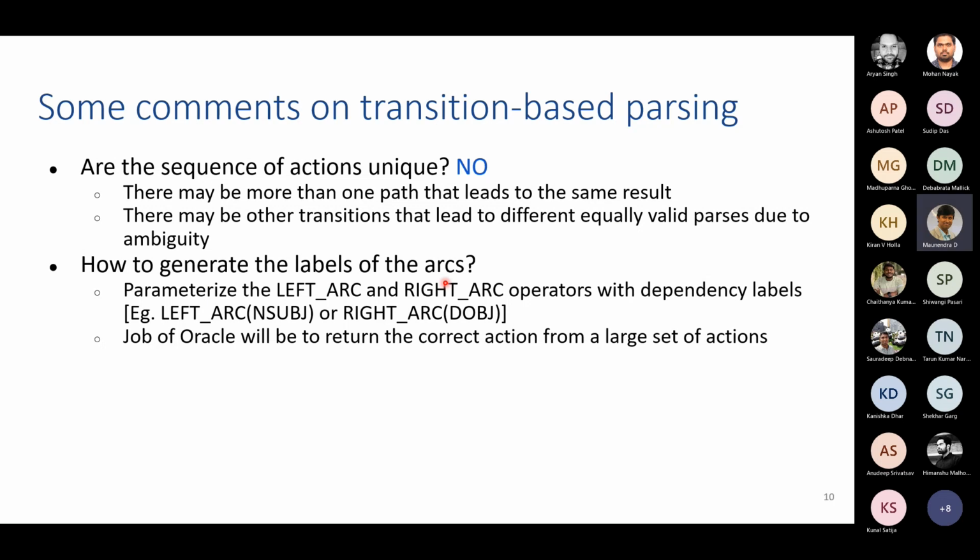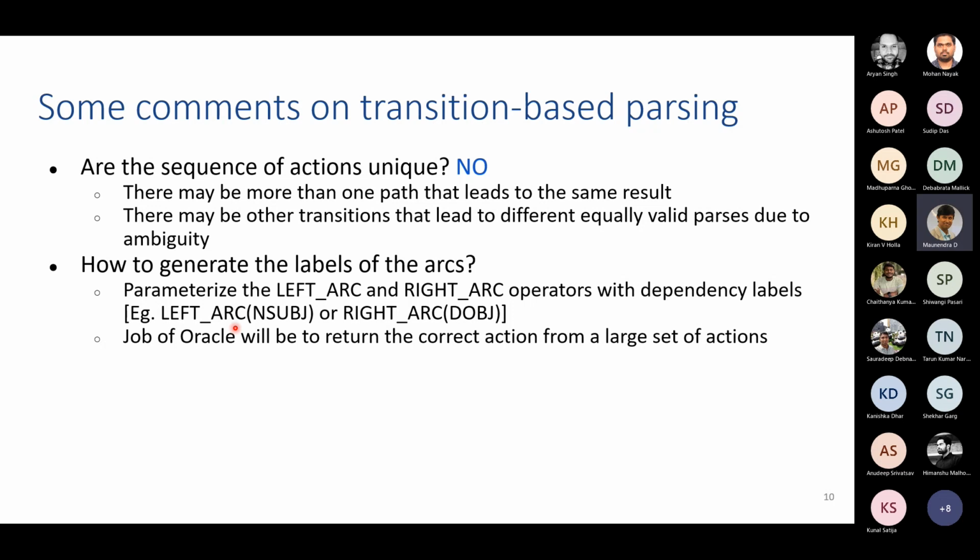So here again, one suggestion that was given is that when the oracle predicts the label like left arc, right arc, instead of that, let it predict left arc, then the label, right arc, then the label. And then you'll get that labeled tree directly. Job of oracle will be to return the correct action from a large set of actions. So of course, if it is shift, left arc, and right arc, we will have only three labels.